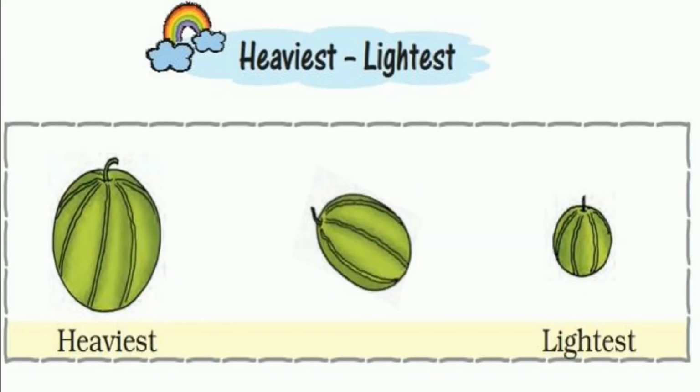Next, heaviest, lightest. Children, when we compare among more than two objects, we say the heaviest, the lightest. Here you can see three watermelons. Among these three watermelons, which weighs more? Which is the heaviest? Yes, the first watermelon is the heaviest because it is big. And which watermelon is the lightest? Yes, the third watermelon is the lightest because it is small. The first watermelon is the heaviest among three and the third watermelon is the lightest among three.